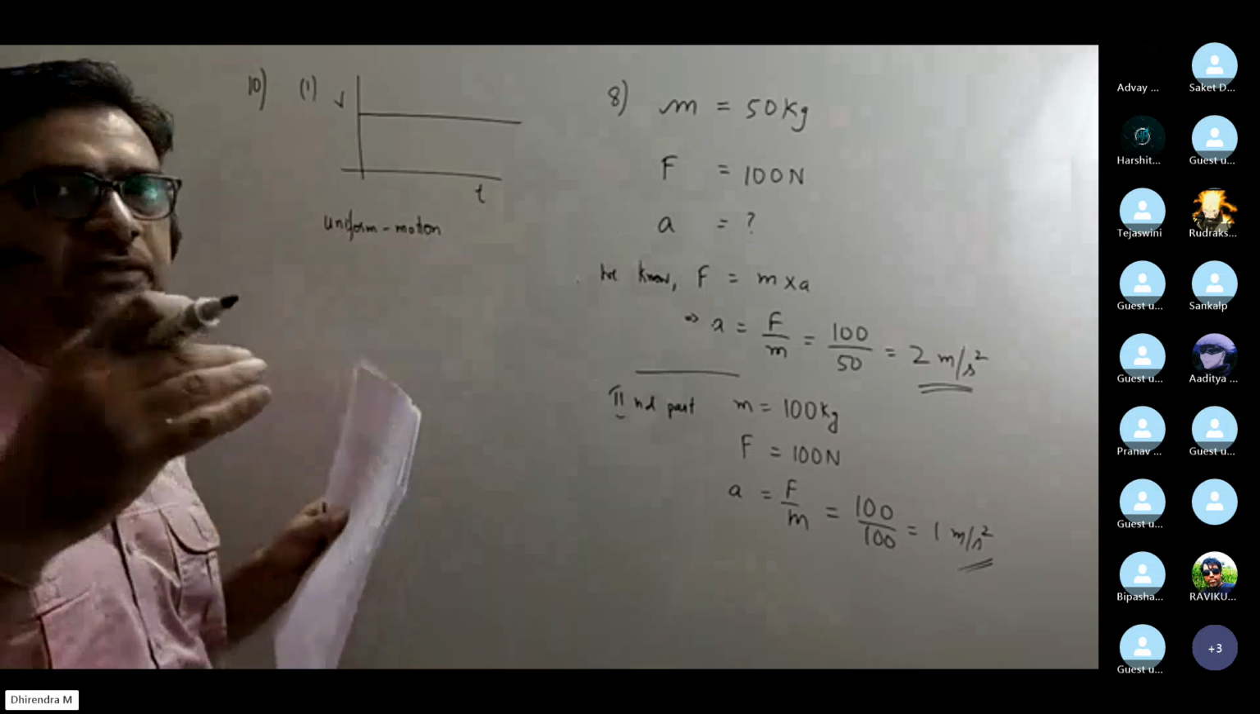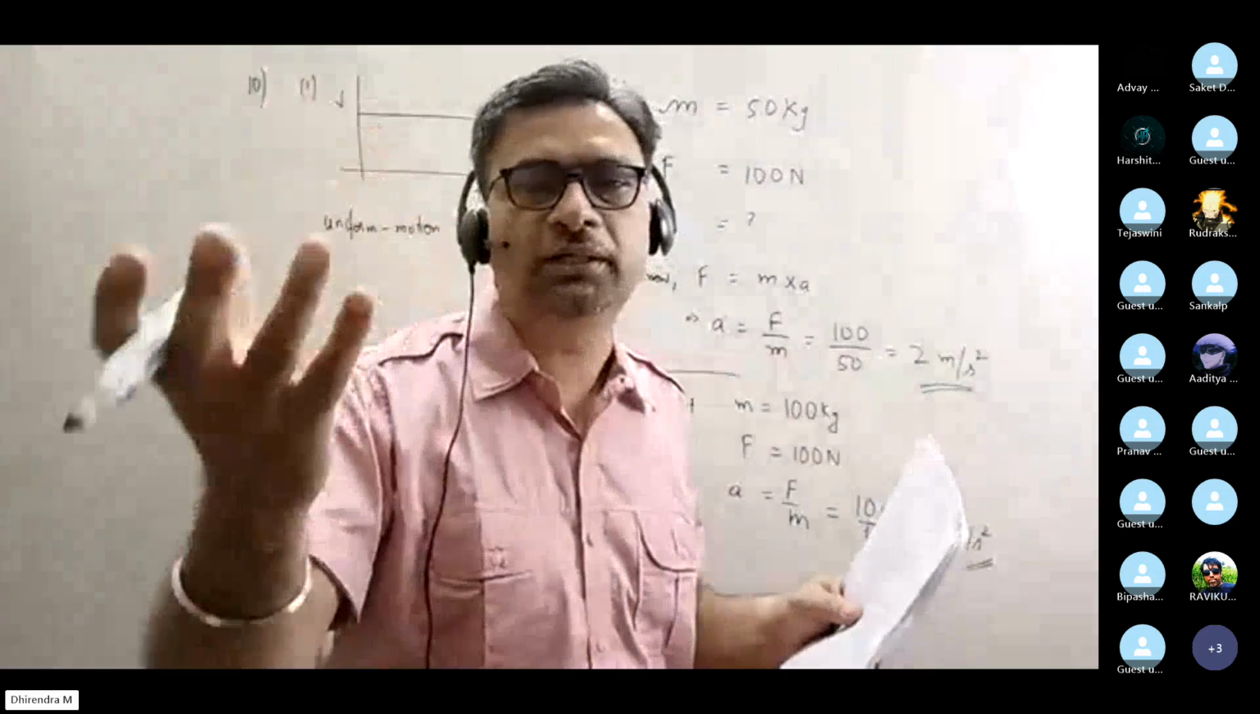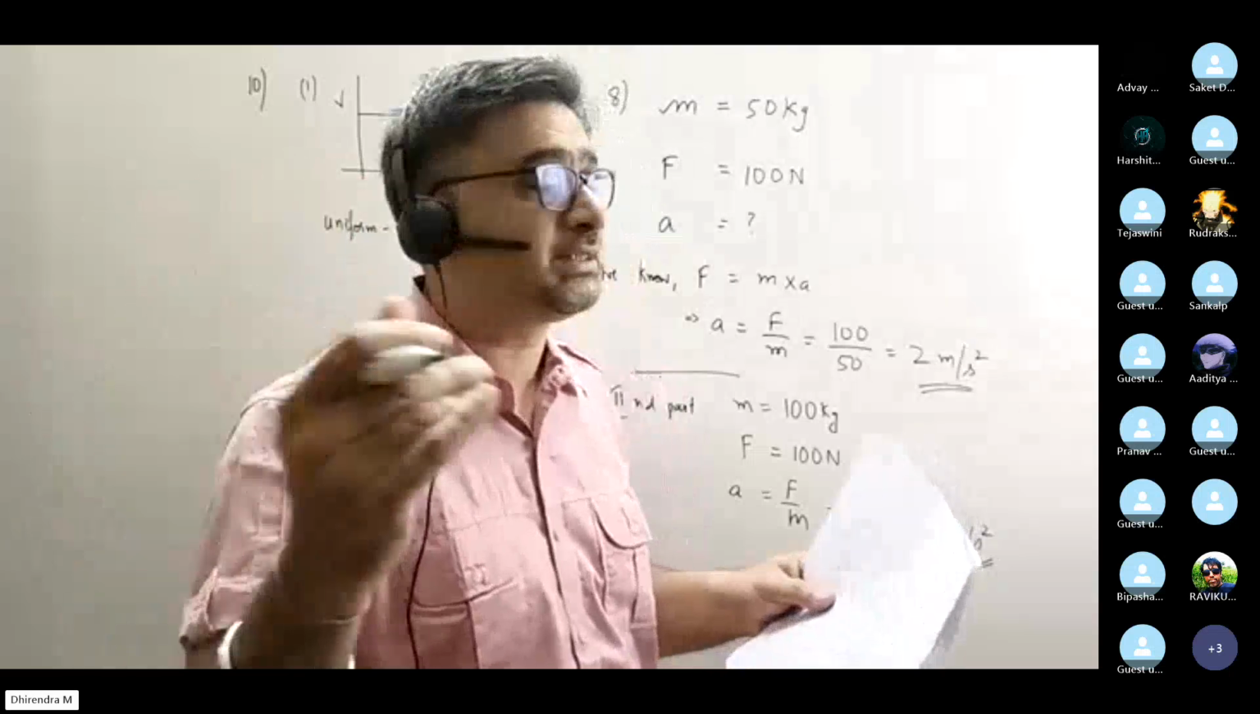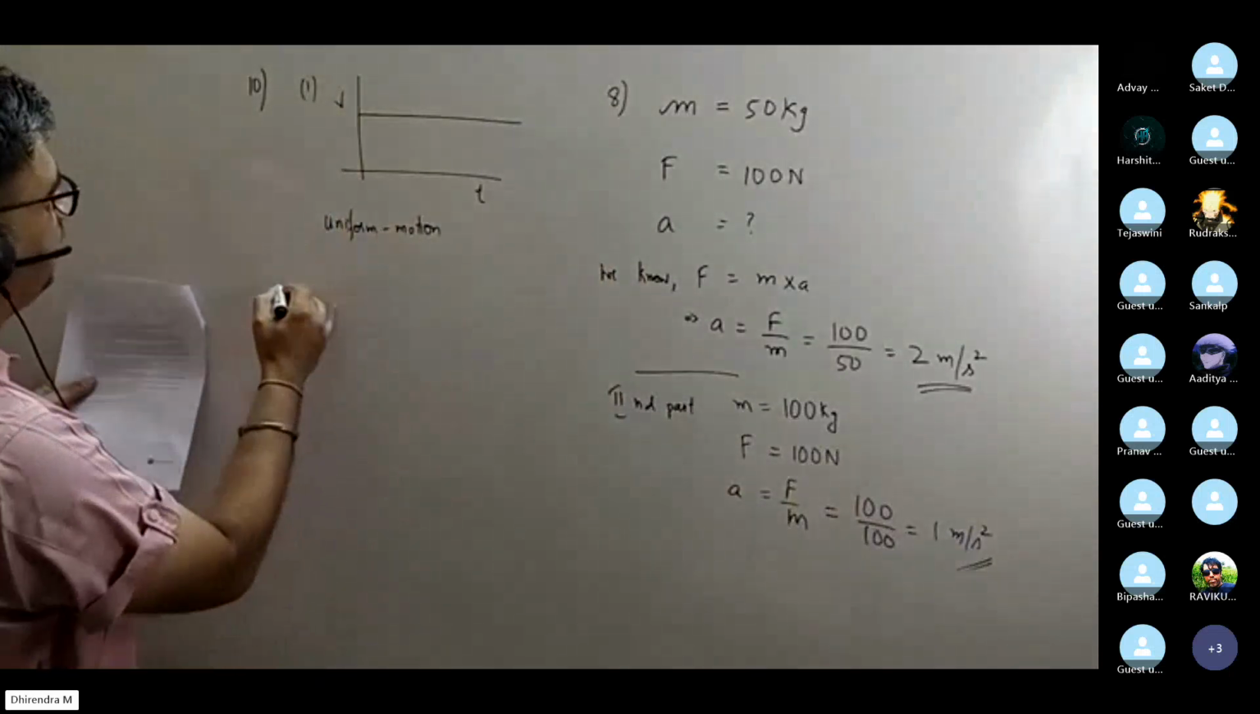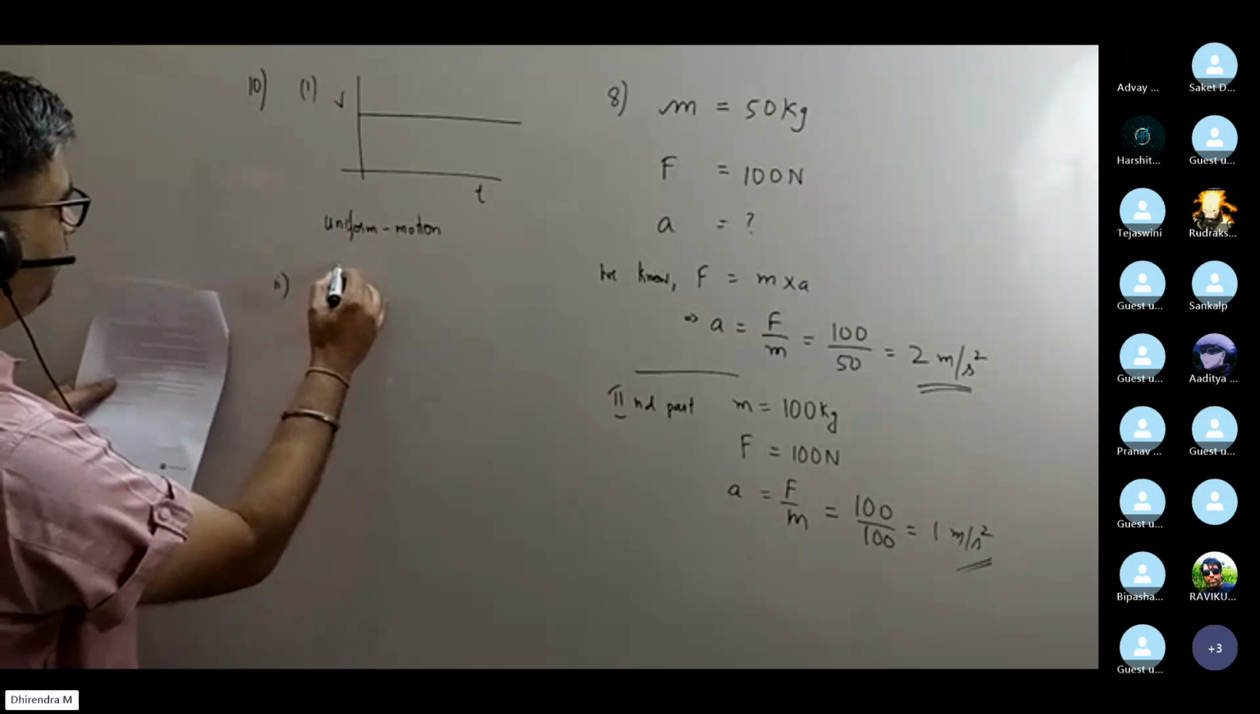Uniform motion, or uniform velocity, is when a body covers equal distance in equal intervals of time. Why? Because the velocity is constant. So this is uniform motion, constant velocity. It's already written there.